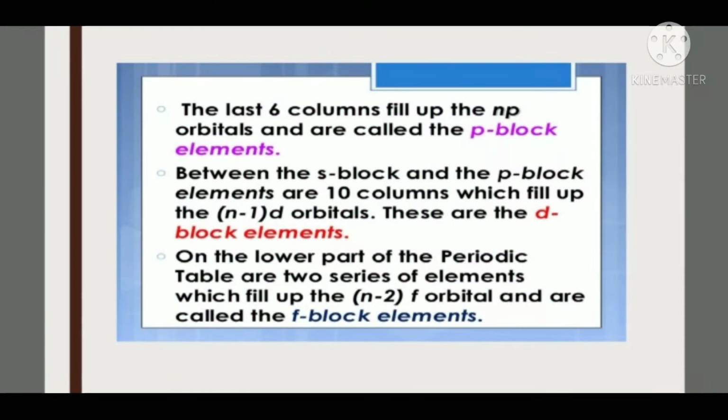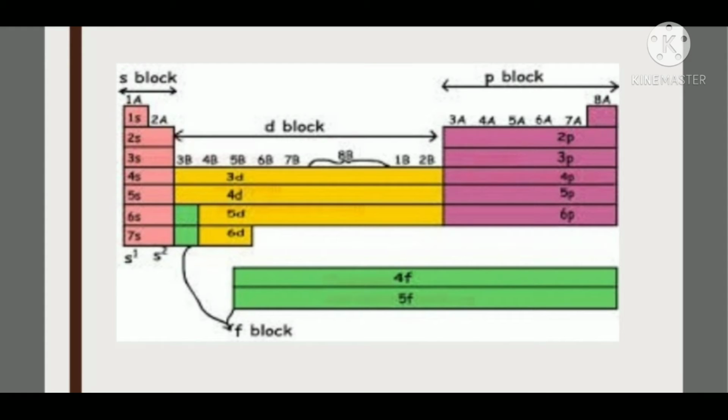Very good. The last 6 columns fill up the np orbitals and are called the p block elements. Between the s block and the p block elements are 10 columns which fill up the (n-1) d orbitals, and these are the d block elements. On the lower part of the periodic table are 2 series of elements which fill up the (n-2) f orbitals and are called the f block elements. Did you understand where you find the blocks of the elements, students? Very good. This is the illustration.